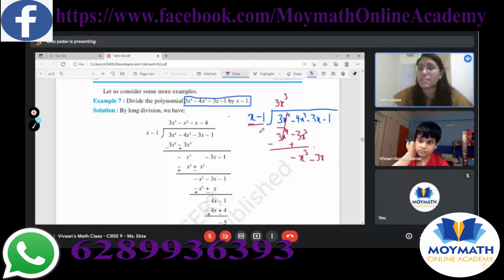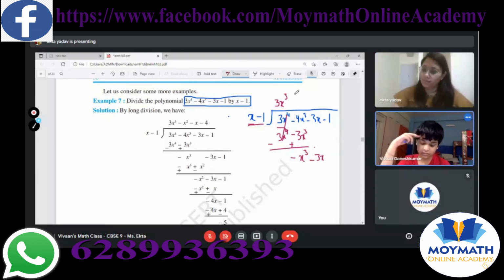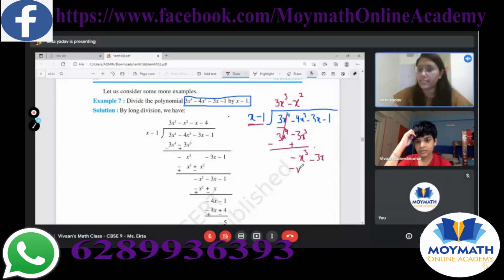Now, what should I multiply x with that I get minus x cubed? Minus x squared. So minus x squared, then multiplied with x, we will get minus x cubed. And then multiplied with minus 1, it will get plus x squared. Correct? Okay. So now I'll solve it. So this and this become cross. But we cannot add or subtract these two. So what will we do?